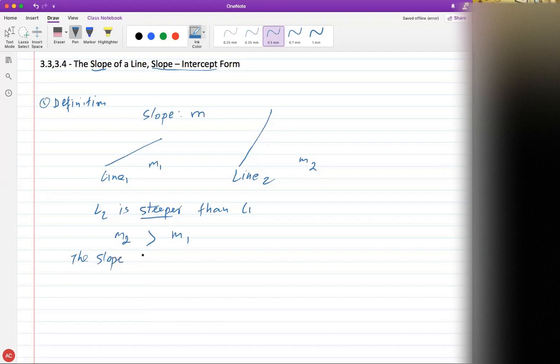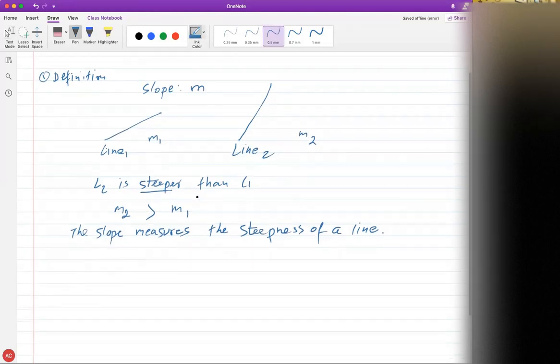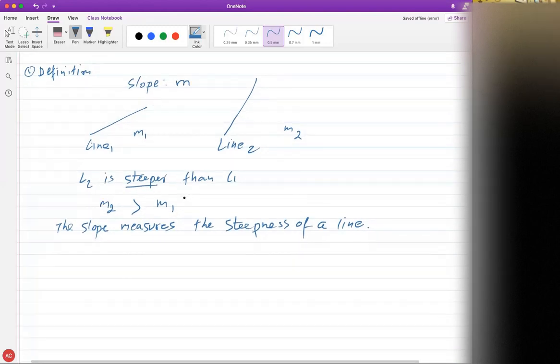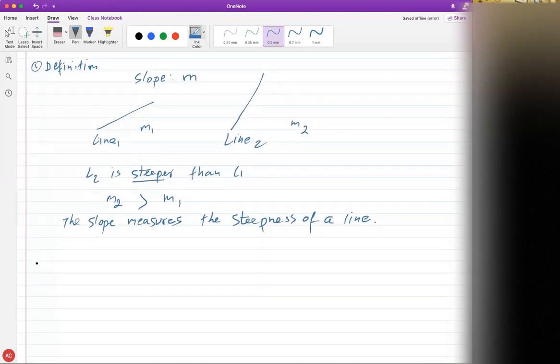Okay, let's write it down. The slope is a measure, or measures the steepness, of a line. Okay, so that's the definition. So it's a quantity, a numerical value that we can actually calculate and find. So let's see how to actually find that value with some actual values and numbers.